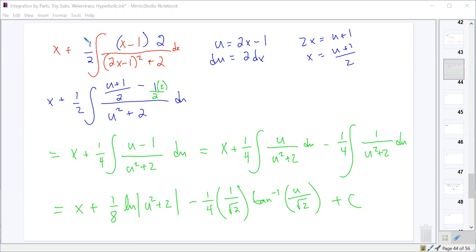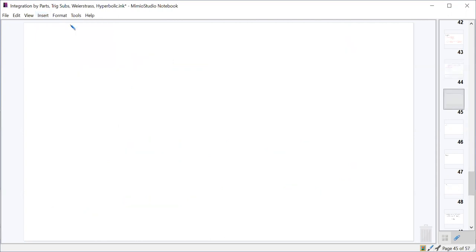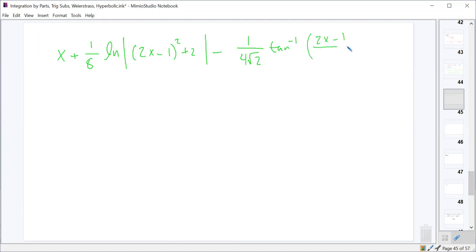So all we have to do is what? All we got to do is replace the u's with 2x minus 1s. So what do we end up with? Our final answer should be x plus 1/8 natural log of, we could do the absolute value of this thing, even though we don't really need to. It was u squared, so (2x minus 1) squared plus 2, minus 1 over 4 root 2 inverse tangent of (2x minus 1) over root 2 plus our constant. Good or no?